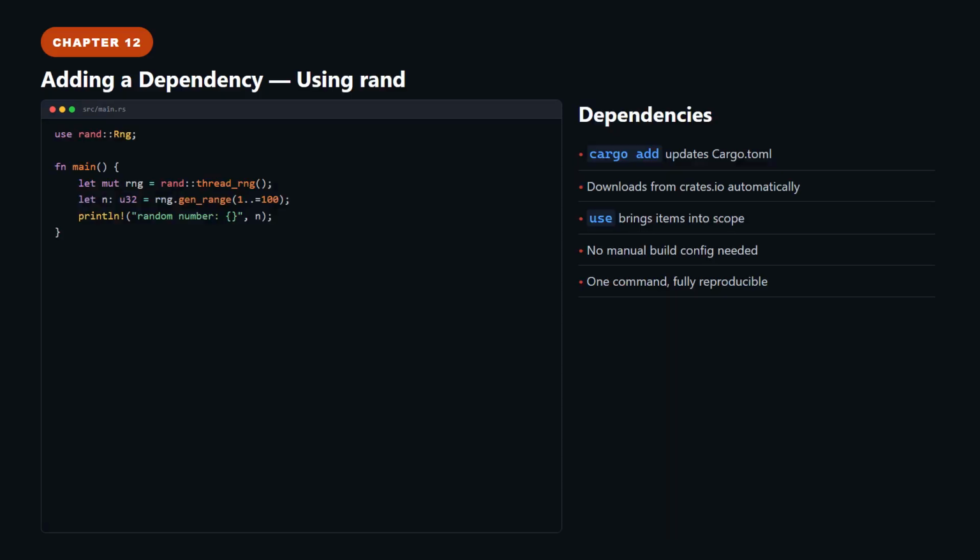The use statement brings items into scope. In this example, we write use rand::Rng to get access to the random number generation trait. Then call gen_range with an inclusive range, 1..=100.